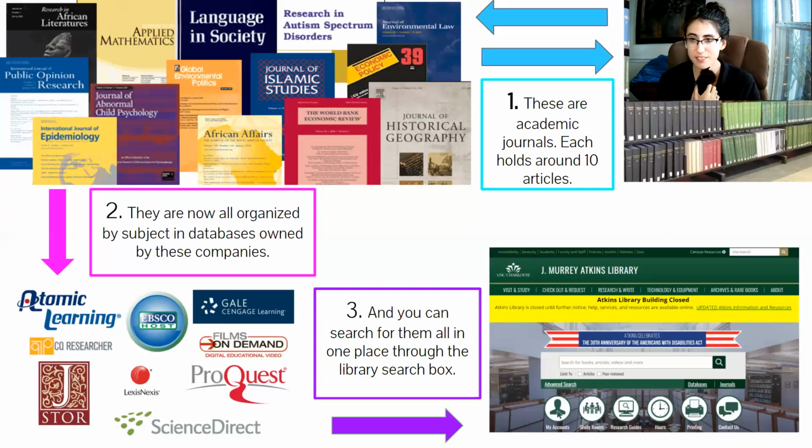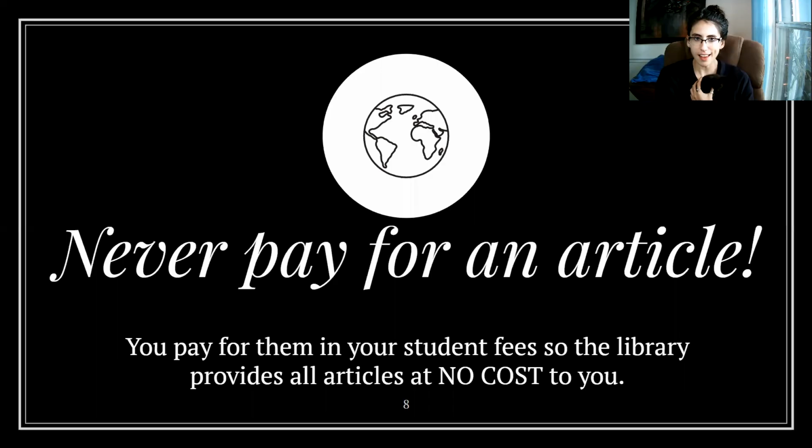And if we don't have direct access to it, we can still get it for you at no cost through a program called Interlibrary Loan, where we just contact another school that has it, they photocopy and email it to us as a PDF, and then we send it directly to you as a PDF. Their email takes around 24 to 48 hours. It's really, really fast. So please never pay for an article. And I'm going to say this again, never pay for an article. You pay for them already as part of your student fees at the library. So the library can get these to you at no cost. So please, please, please never pay.